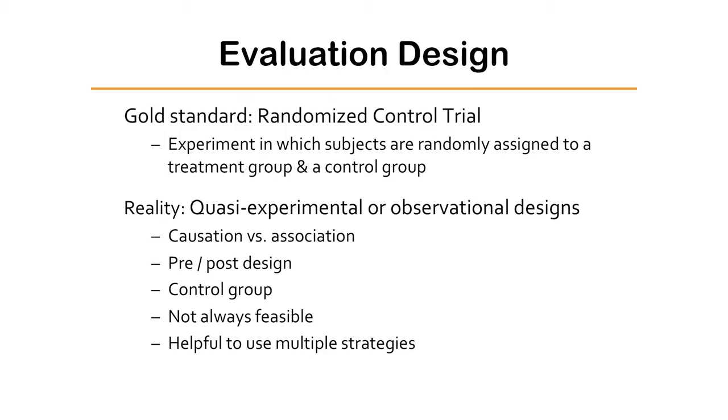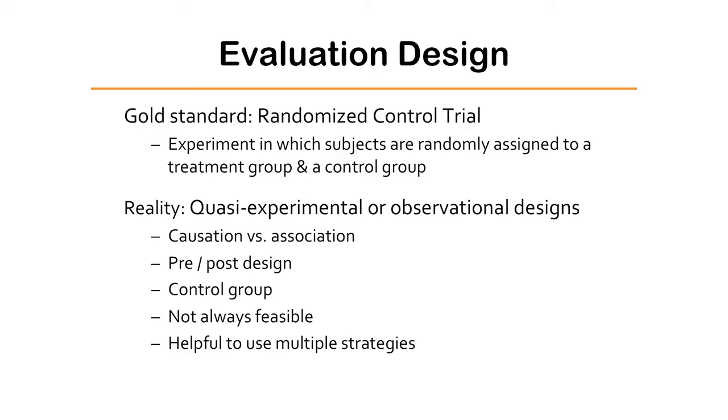So one really common strategy here is to use a pre-post design. This is where we measure outcomes before and after an intervention. It's also really helpful to have a control group. So this will hopefully allow you to say, look, we saw these changes in our intervention group, but not our control group. So that helps us make the case that it was our intervention that produced those changes.